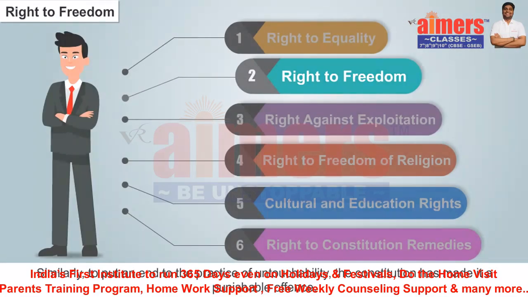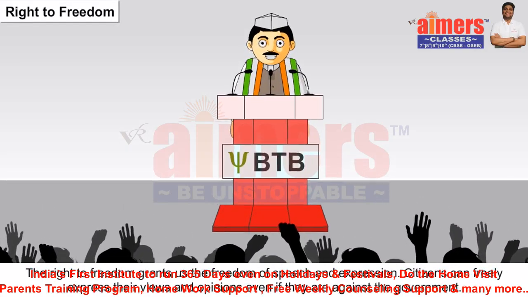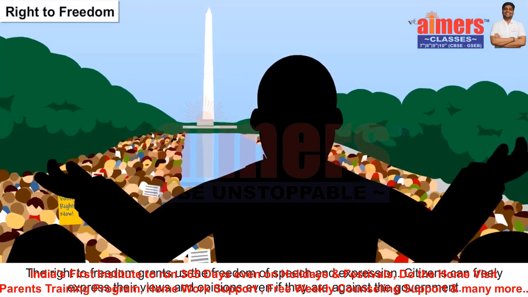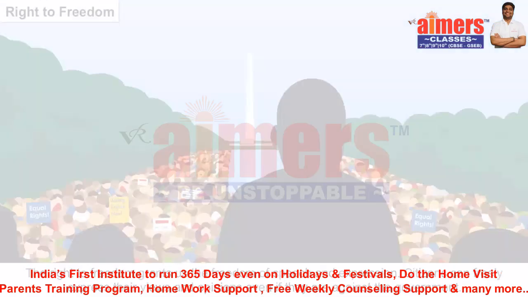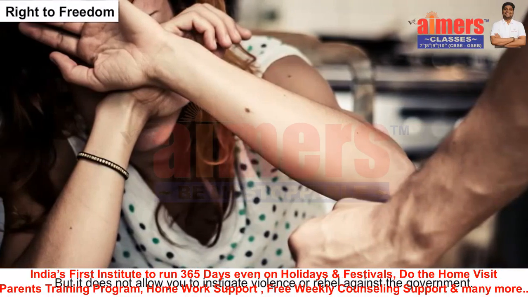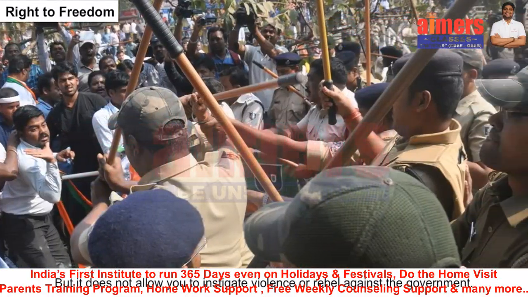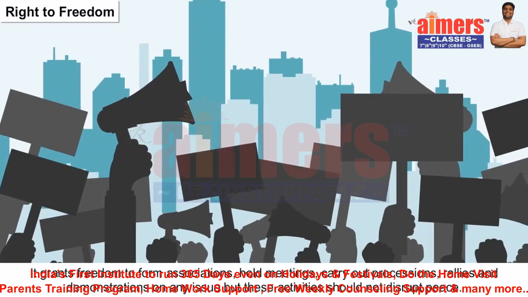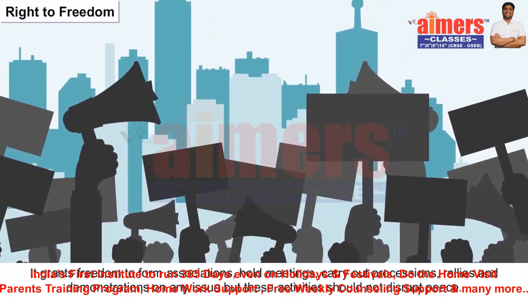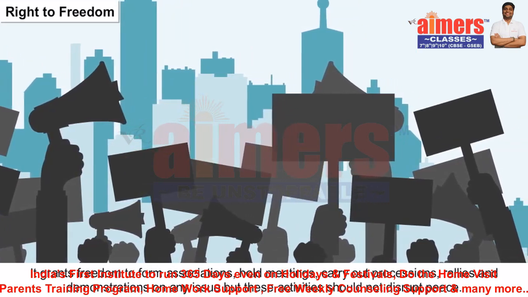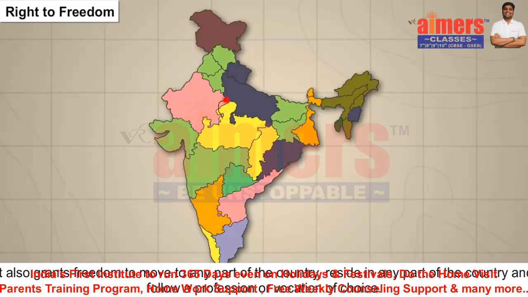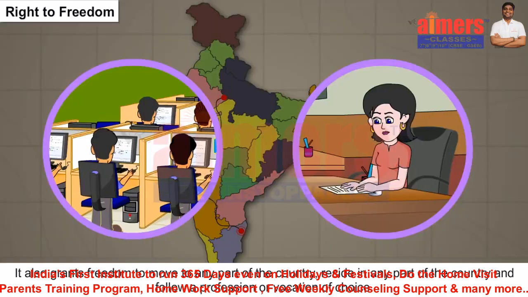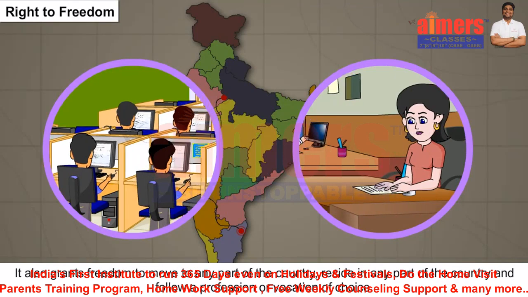Right to freedom. The right to freedom grants us the freedom of speech and expression. Citizens can freely express their views and opinions even if they are against the government. But it does not allow you to instigate violence or rebel against the government. It grants freedom to form associations, hold meetings, carry out processions, rallies, and demonstrations on any issue, but these activities should not disrupt peace. It also grants freedom to move to any part of the country, reside in any part of the country, and follow a profession or vocation of choice.